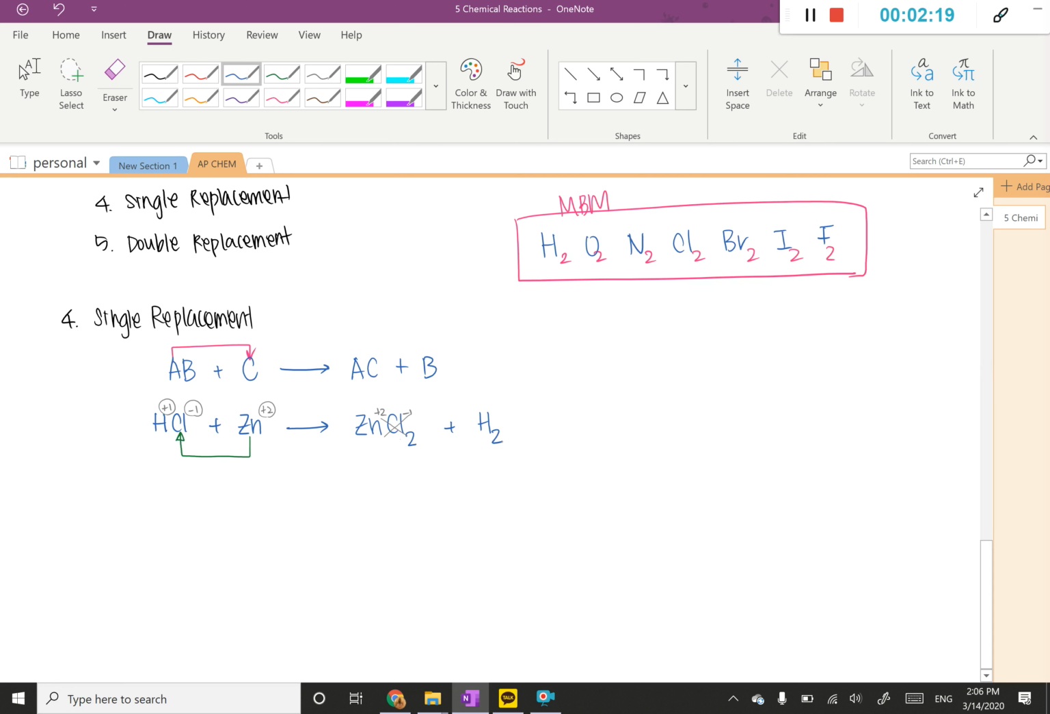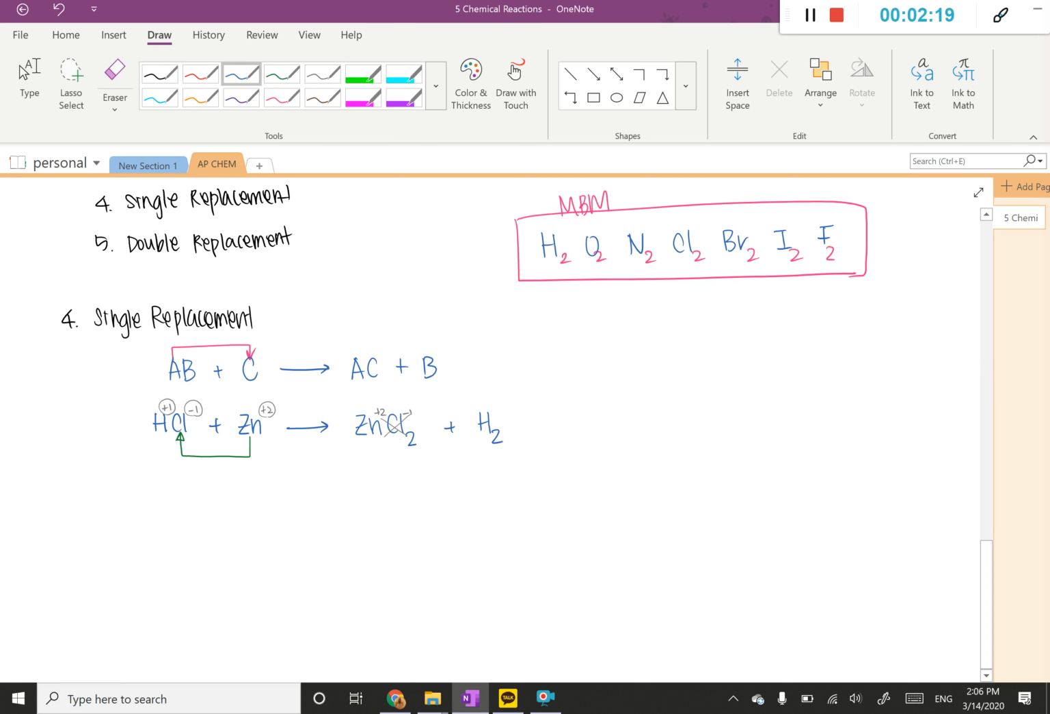So that's it. If I clean this up and rewrite it, it will be HCl plus zinc yielding zinc chloride plus hydrogen. And then I just have to balance it. I have 2 hydrogens here, so I put a 2. I have 2 chlorines here, so by distributive property, I have 2 chlorines here. I have 1 zinc, and that's it. Super, super easy, right?